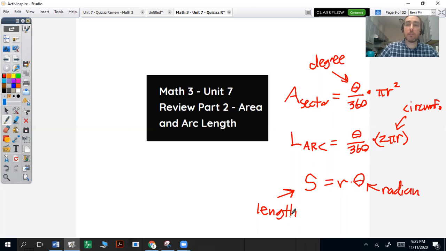So the common thread is they all have a radius, they all have an angle, but this one has a radian angle, this one has a degree angle. And we're not going to worry about how to convert between radians and degrees right now. That's in a later unit. So let's work on getting started.